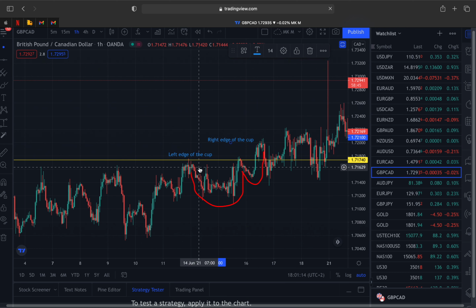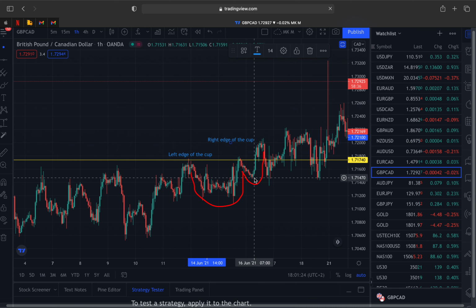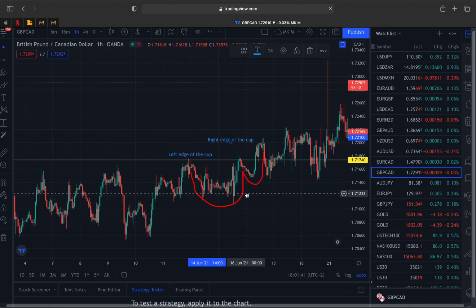So what needs to happen is that after this is formed, when this right edge hits where the left edge is, we must have a pullback. Then after that pullback, a break in that resistance that was formed by the edges of the cups. Then after that, it's either a retest of this resistance formed by the edges of the cup, or the lowest entry that you can go for is when the low is aligned with the handle of the cup.